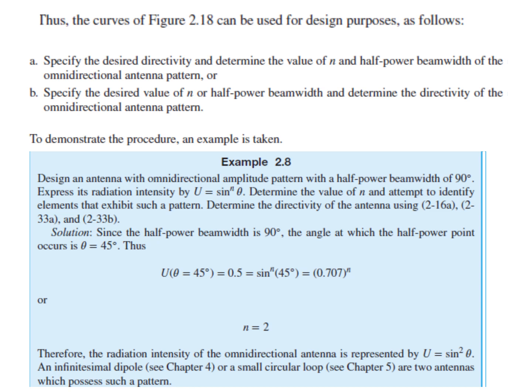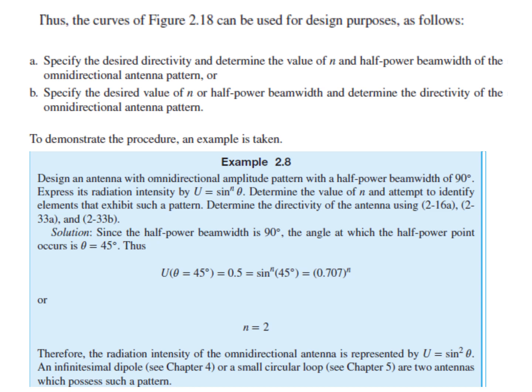To demonstrate the procedure, an example is taken. Example 2.8, which is also given in the book. Design an antenna with an omnidirectional amplitude pattern with a half power beamwidth equal to 90 degrees. That means the angle at which the half power points occur will be 90 divided by 2, that is 45 degrees. Theta h will be equal to 45 degrees.